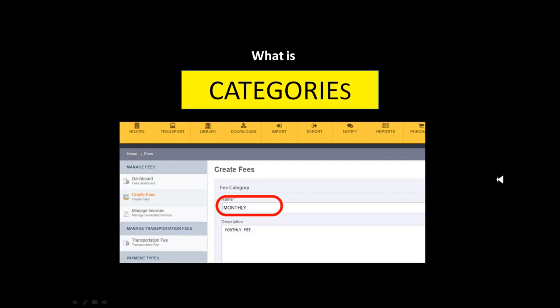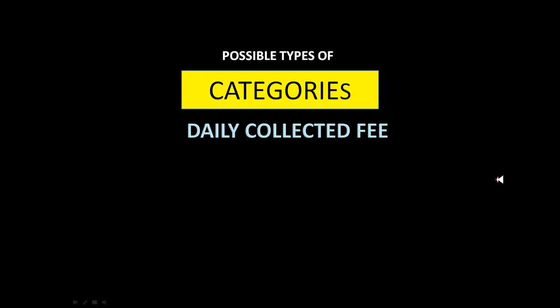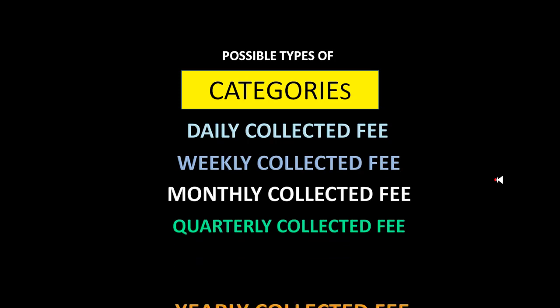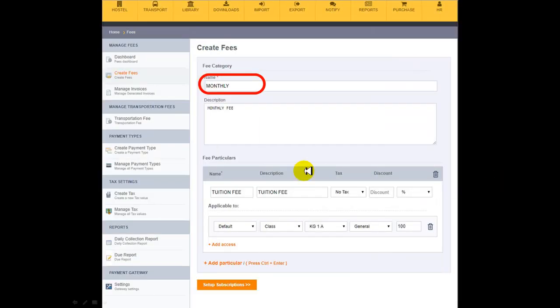What is a category? Basically, types of collected fees. There can be daily, weekly, monthly, quarterly, or yearly collected fees. So here you can name it as a category name. If it is monthly, I prefer to write monthly. If you know that tuition fee is always collected monthly, you can also name it tuition fee. We have given you the option and flexibility to write your own, but I insist you type monthly, so it will help you to understand. So this is called the fee category.